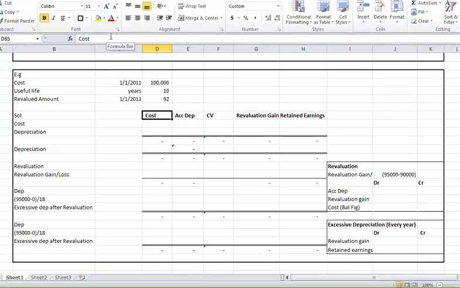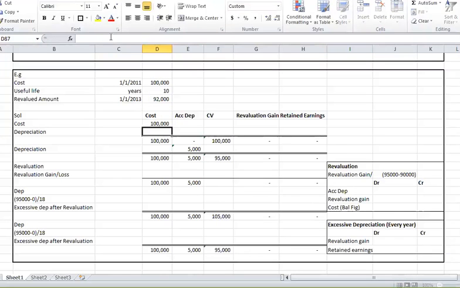Once again, we have purchased an asset on 1st Jan 2011 for 1 lakh pounds. Its useful life is 10 years. And on 1st Jan 2013, a complete year of 2011 has passed, a complete year of 2012 has passed. So now its remaining value is 92,000 pounds. So starting with the cost, what is the cost of this asset? 1 lakh.